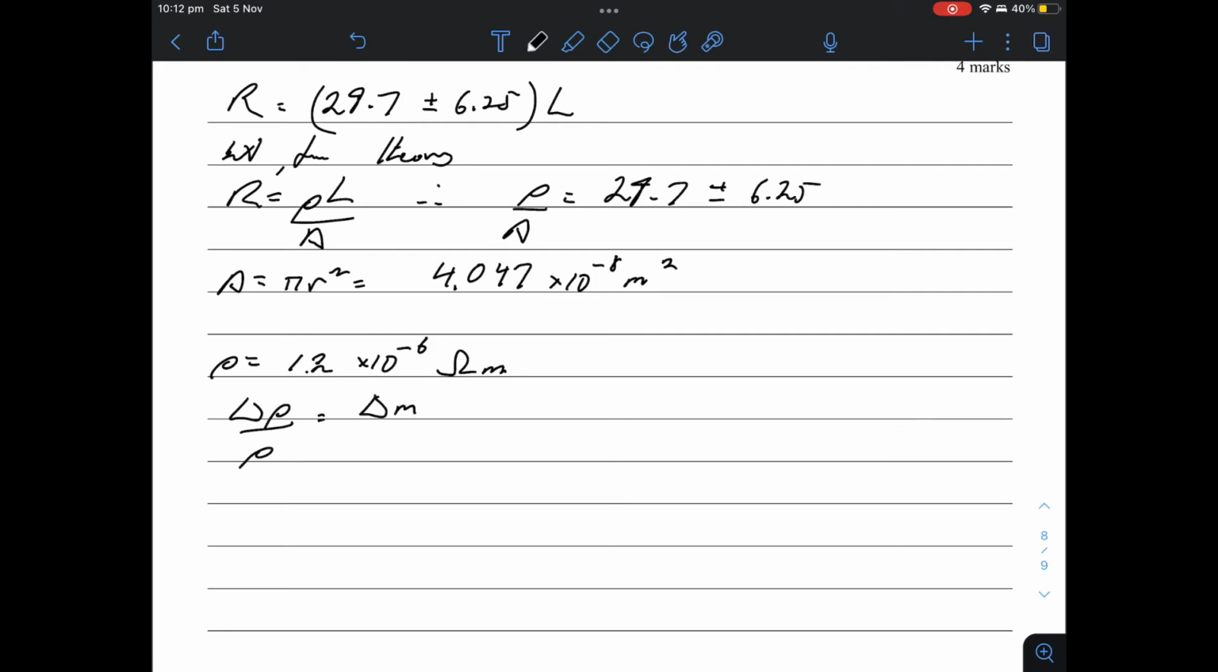Now, our uncertainty in resistivity, because of the way it's written, is the relative uncertainty in resistivity, so the relative uncertainty in the slope, which we can calculate. It's about 12%. So our absolute uncertainty in resistivity will be 2.5 by 10 to the minus 7 ohm meters. Right, so we can state our value for resistivity now.